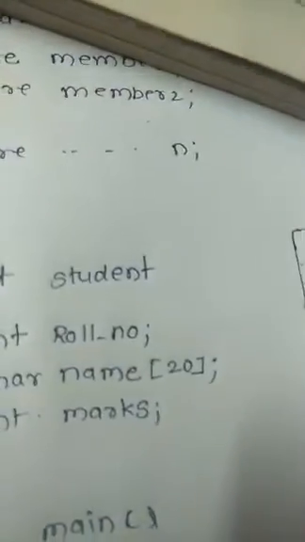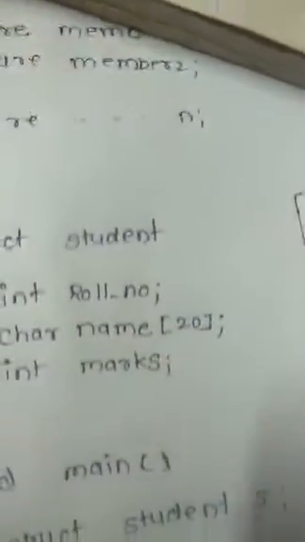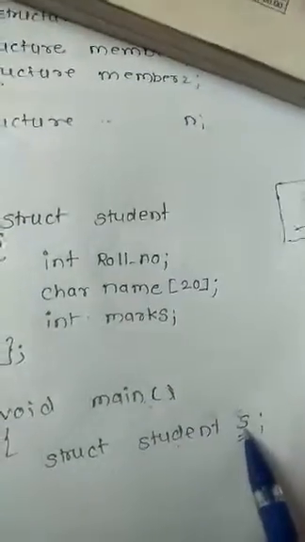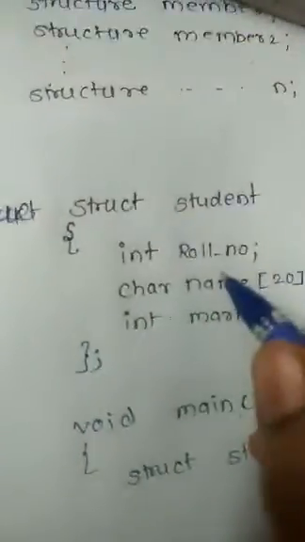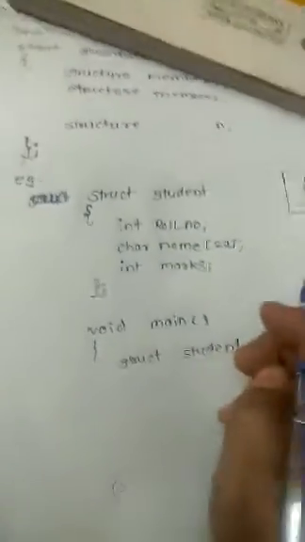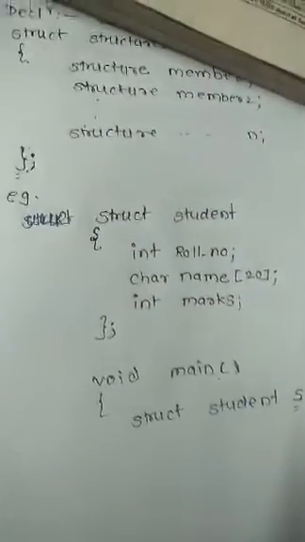I don't directly know what my structure members are. I know only s, because inside the main function only s is known. This is my main function, with open bracket and close bracket. I know only s, and s knows the structure members. Got it? This is the structure declaration and how the structure reserves memory.